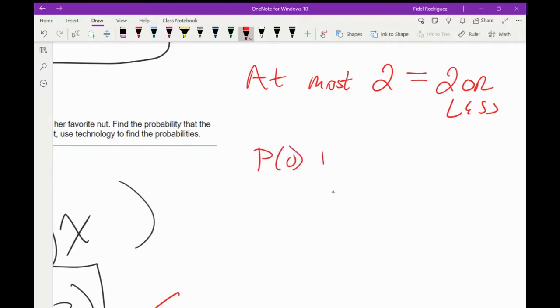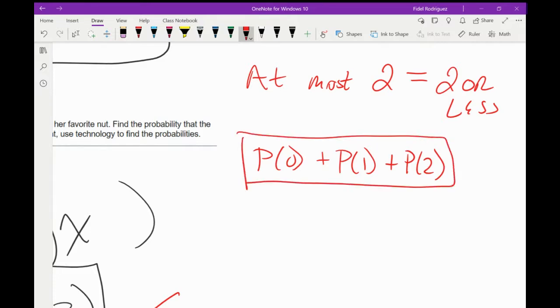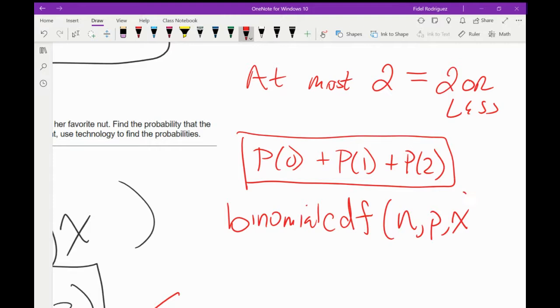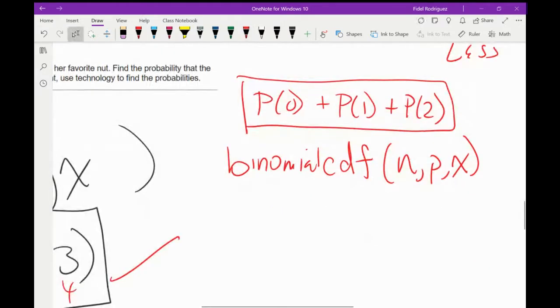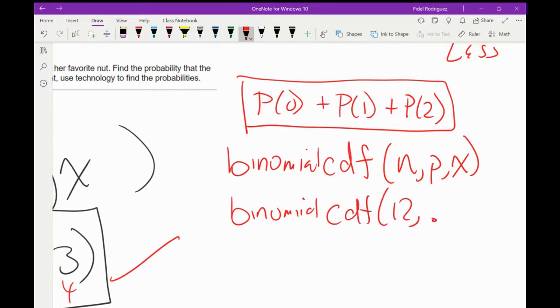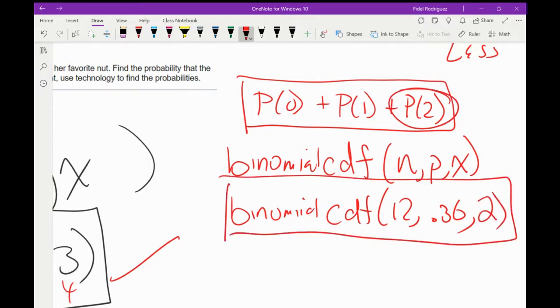That would mean I would take the probability of nobody likes cashews, or 1 person likes cashews, or 2 people like cashews. Because we're adding all of those up, y'all, I'm going to go with binomial CDF, with my n, my p, and my x. My n was still 12. Our probability was still 0.36. And where are we stopping at? We're stopping at 2.